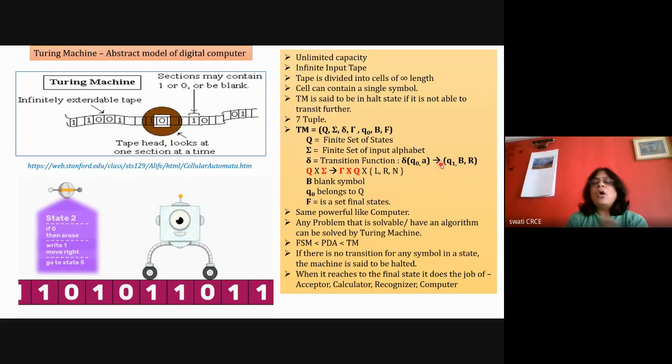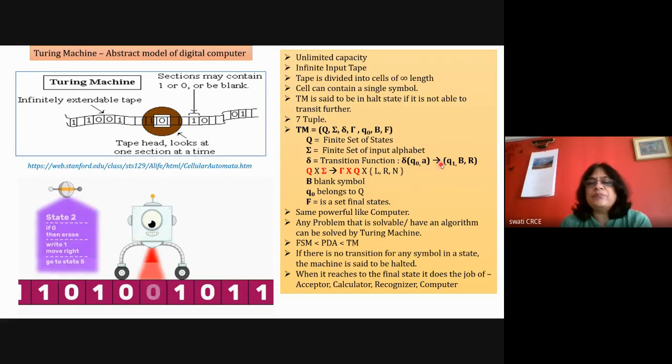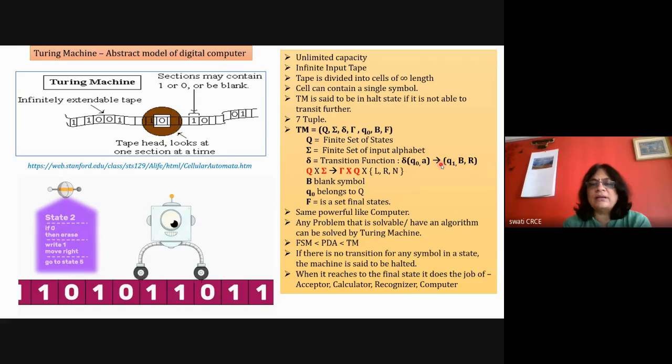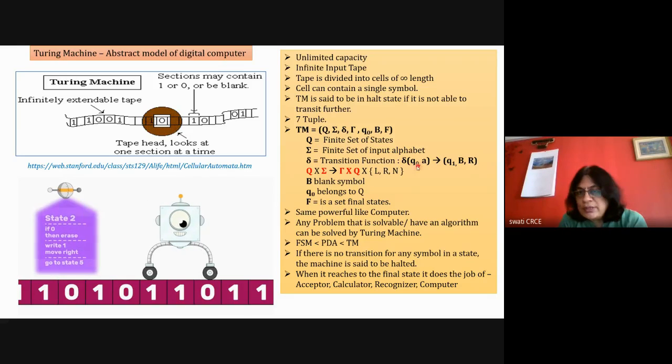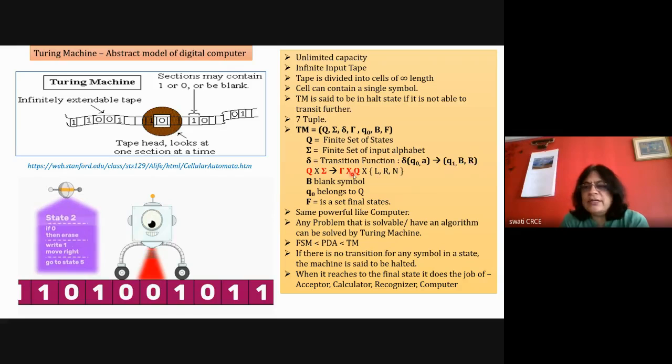Okay, so the meaning of this transition function, this is how you write down the transition functions for a Turing machine. All the machines have their own format of writing the transition functions and drawing the transition diagram. Once you are familiar with the notations of drawing the transition diagrams and writing the transition functions, it's very easy to solve all the Turing machine designing problems.